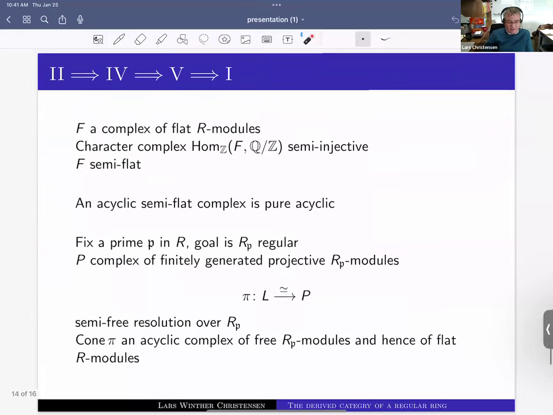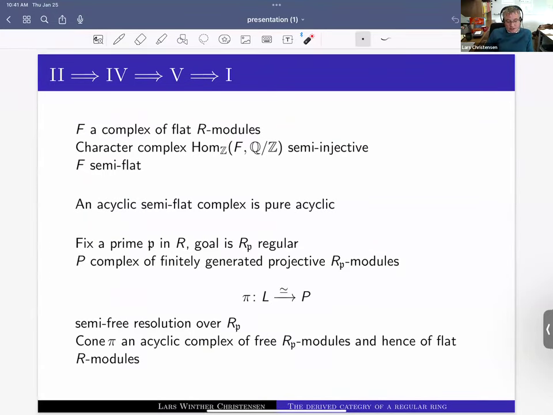And so the way we're going to do it is that we're going to prove again that R is regular at every prime. And it's now enough, by the first theorem, we can check that by looking at complexes of finitely generated projective R_P modules. So we take a semi-free resolution over R_P of such a complex, and then the cone of this is an acyclic complex of free R_P modules. And so if I look at it as a complex over R, it is a complex of flat R modules.